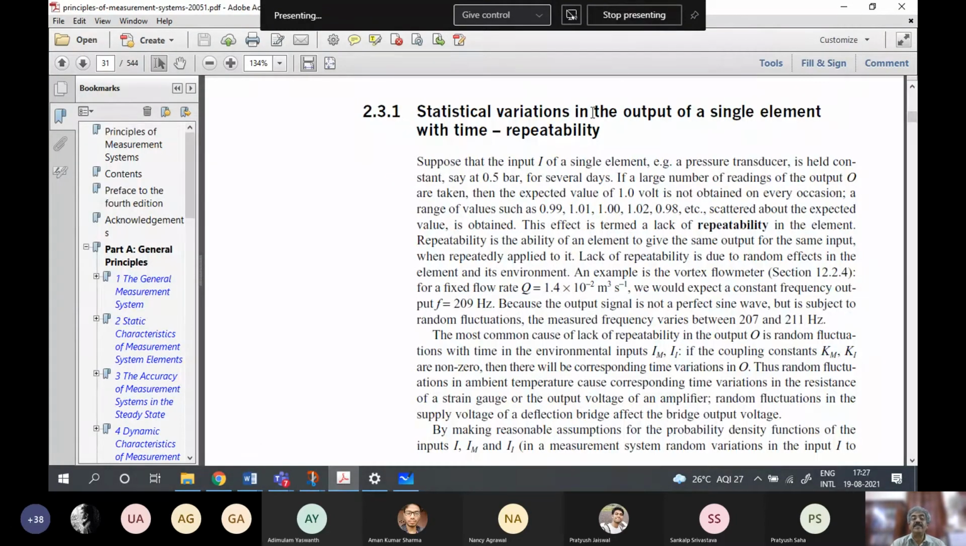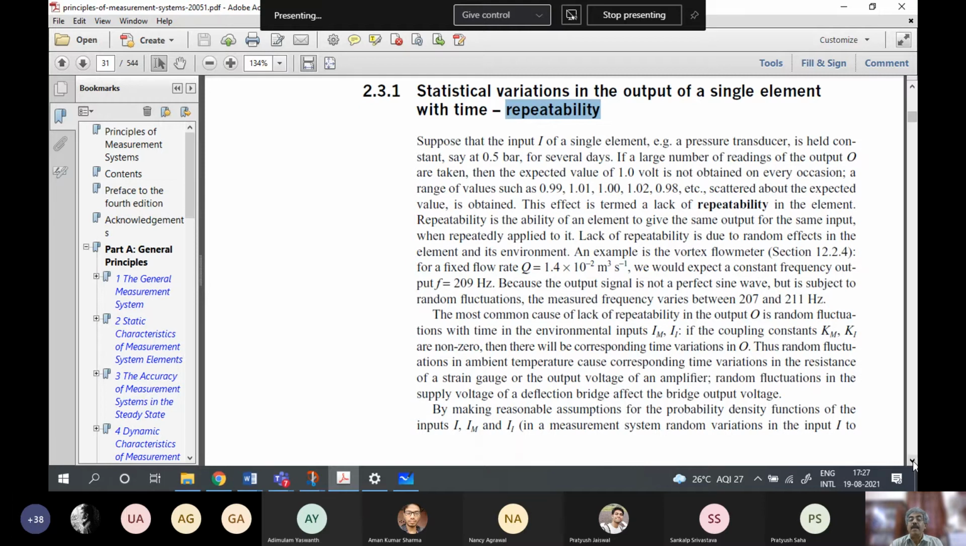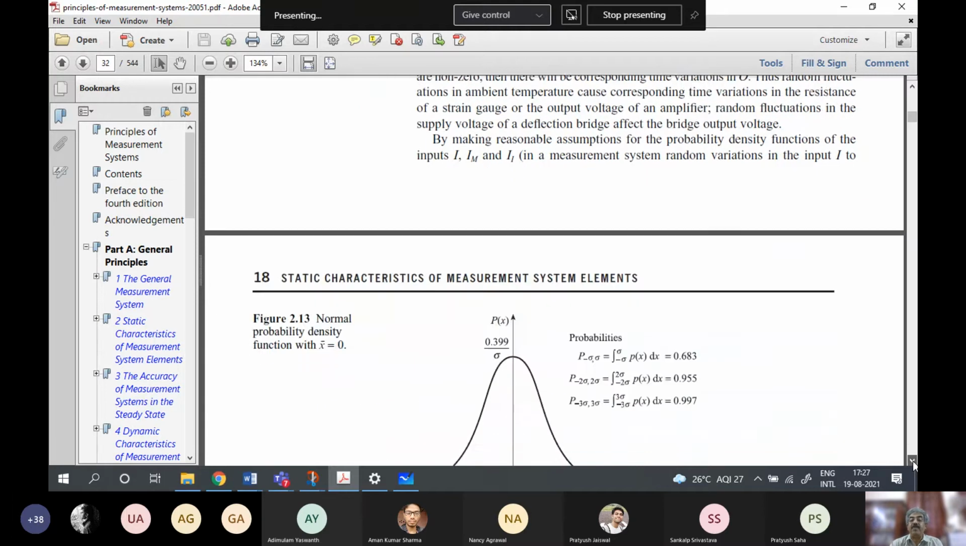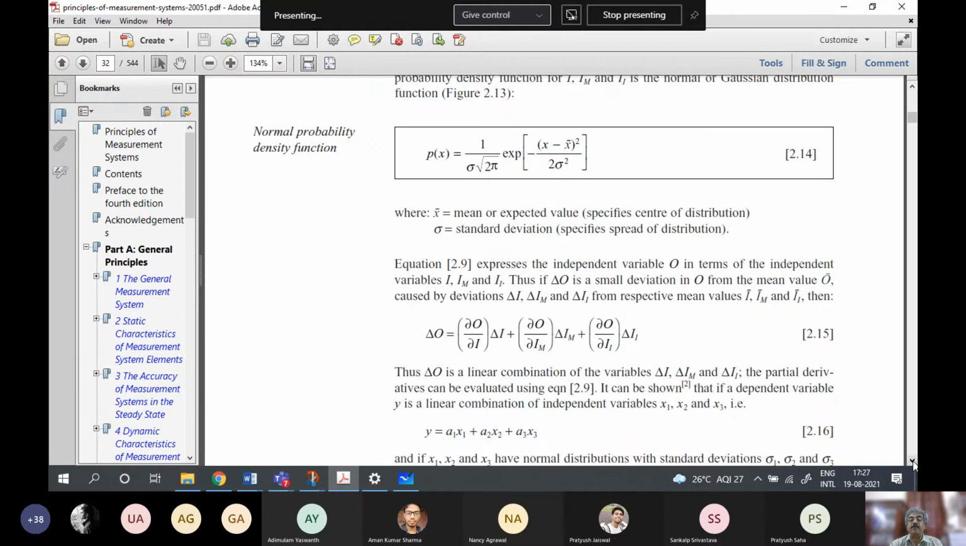So statistical variations in the output of a single element with time, meaning basically with the number of measurements, is called the repeatability of the instrument. But now you see, there can be a different case. Sometimes you are trying to buy an instrument. You have not yet bought one, but you are trying to understand whether you should buy it or not.